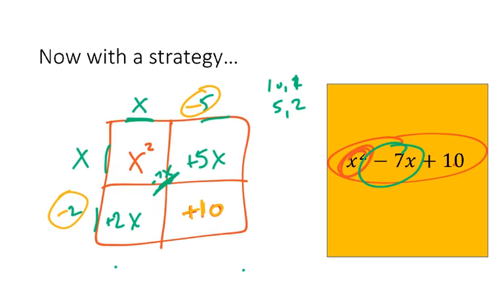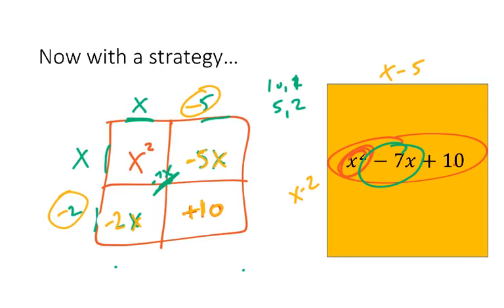But now we have negative 2x and we have negative 5x. So our factors here that we came up with were x minus 5 from the top and x minus 2 from the bottom. And so that's how we can strategize here to find that combination.